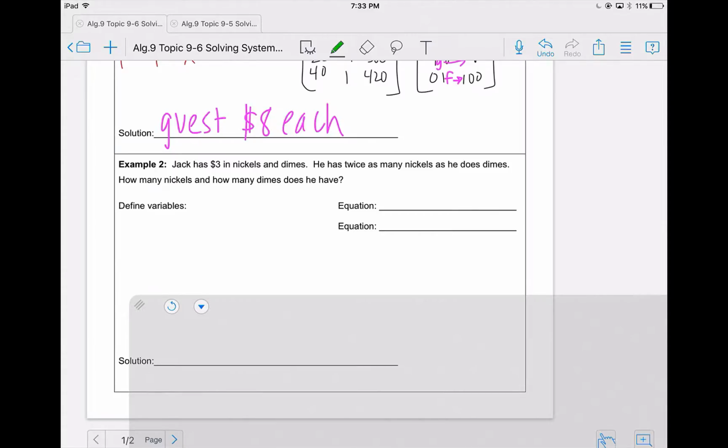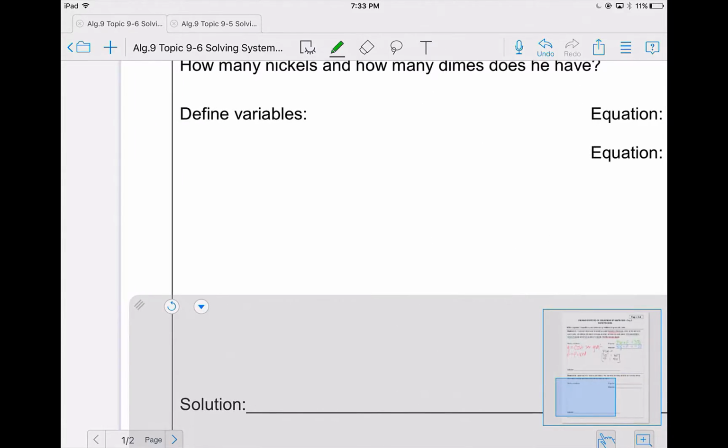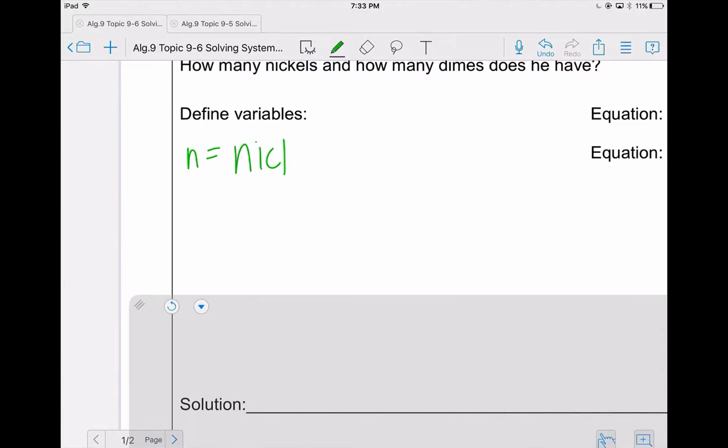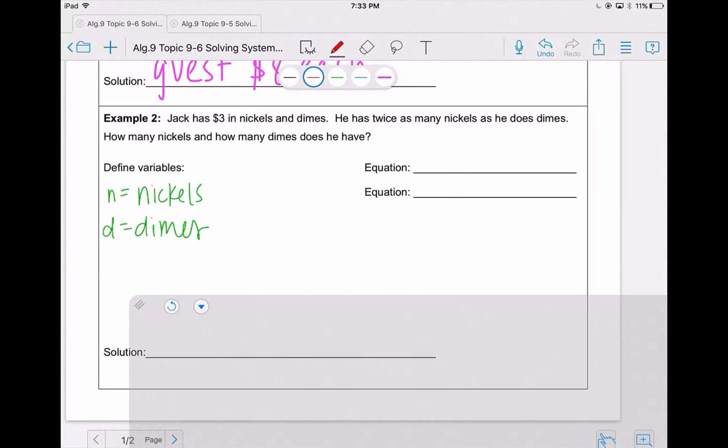Example 2 says that Jack has $3 in nickels and dimes. He has twice as many nickels as he does dimes. How many nickels and dimes does he have? So for my variables, I'm going to have an N for nickels and a D for dimes. Now, the first thing they tell me is that he has $3 in nickels and dimes.